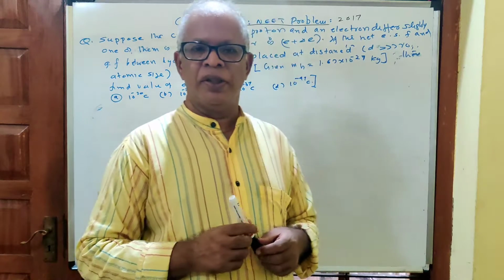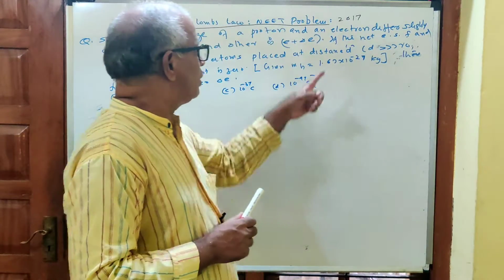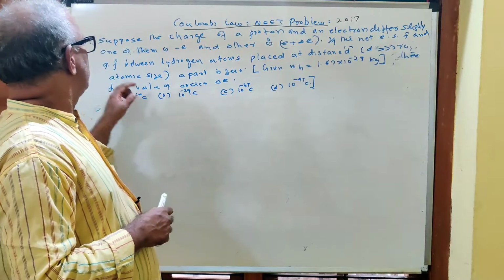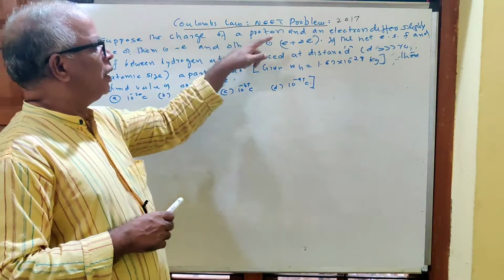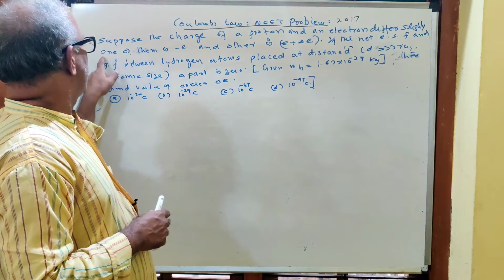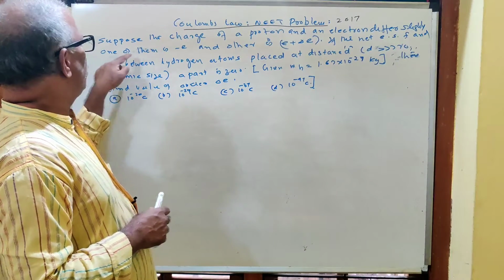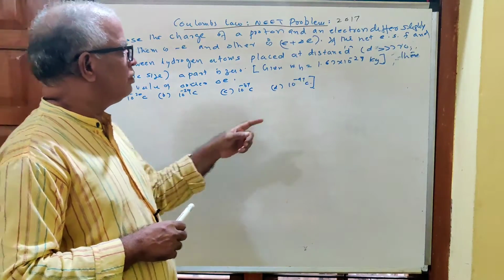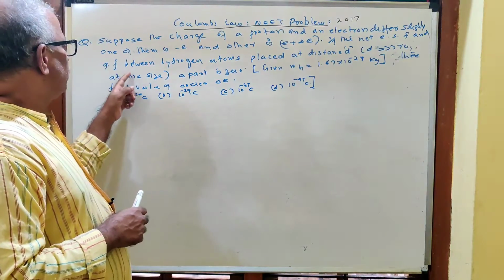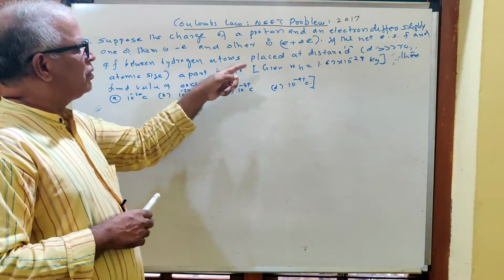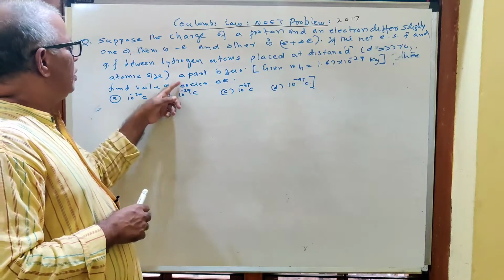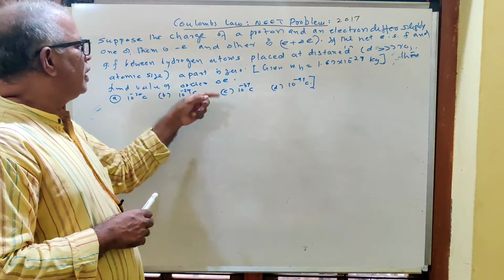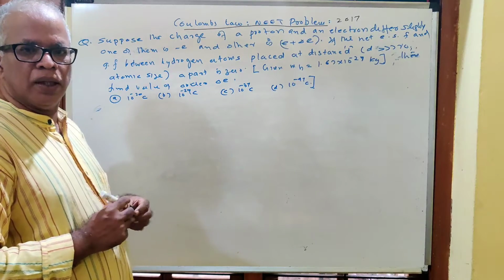Hello students, we shall do a sum from the NEET 2016 paper, application of Coulomb's law. Suppose the charge of a proton and electron differs slightly. One of them is minus e, the other is e plus delta e. The net electrostatic force and gravitational force between hydrogen atoms placed at a distance d apart is 0. Then find the value of delta e. Okay, that's the problem.